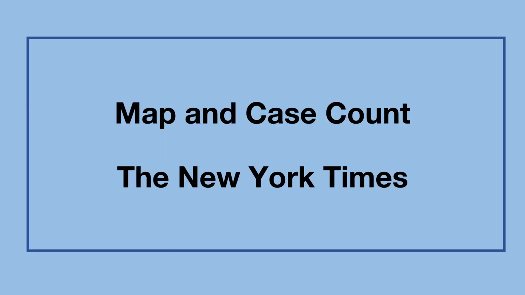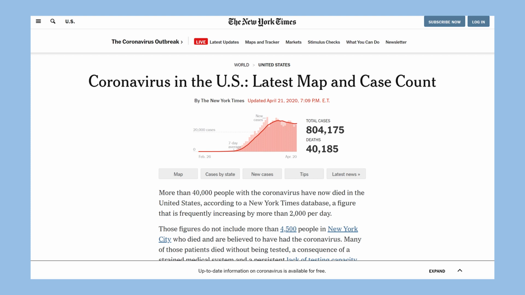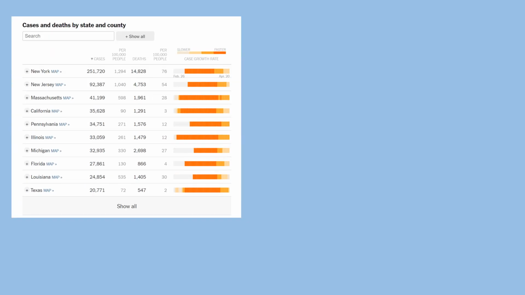A third helpful resource is the New York Times, which has a feature called the Map and Case Count. This shows data from the United States, UK, and Italy and is updated several times a day. It also shows case counts and deaths from each county in the United States and different states as well.